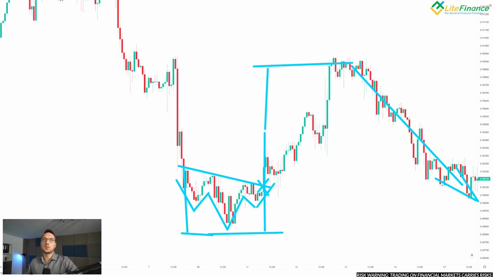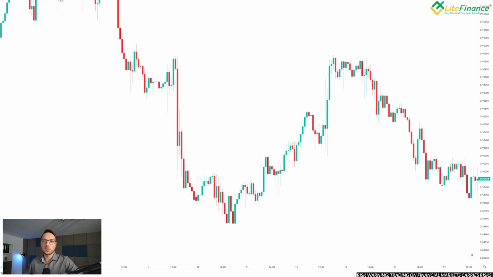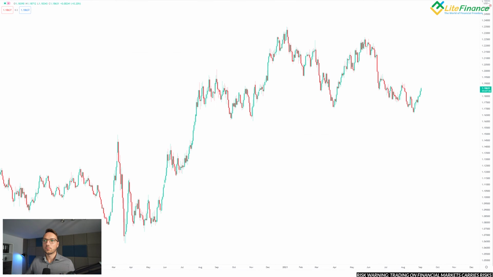Okay, so now let's go and talk about why we should look for reversal patterns most often on higher time frames. So let's check this one. Here we have the Euro USD. It's the current situation. This is the daily time frame. Here we have the pandemic situation and what happened after that.